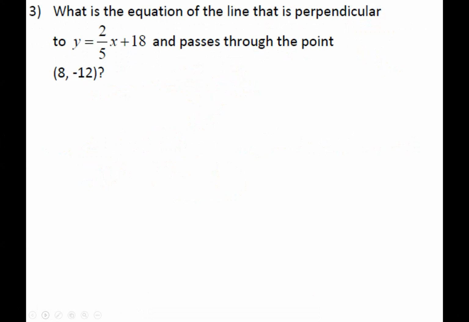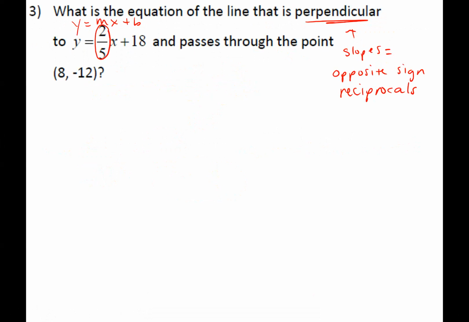Number 3, what is the equation of the line that is perpendicular? Perpendicular means we have slopes that are opposite sign reciprocals of each other. So it says, what is the equation of the line perpendicular to this one using good old y equals mx plus b again. Here's the slope I'm given. I need the opposite sign reciprocal. So the opposite sign would be a negative. Reciprocal of 2/5 is 5/2. And then it also says it passes through the point 8, negative 12.